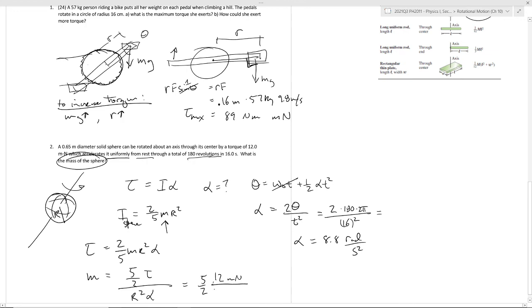the radius was half of 0.65, so I'll just put 0.65 over 2, that thing squared. And then the alpha we calculated just now was 8.8. So if we put in our numerical values and crunch the numbers, we would find that this would give us a mass of about 32 kilograms.